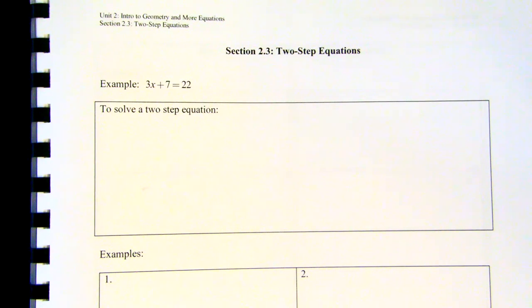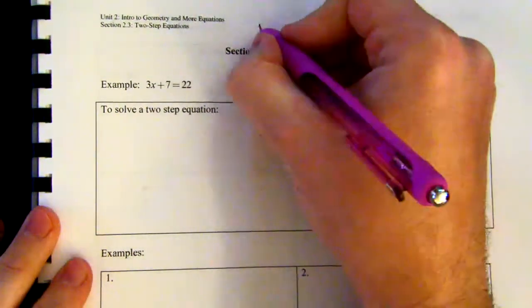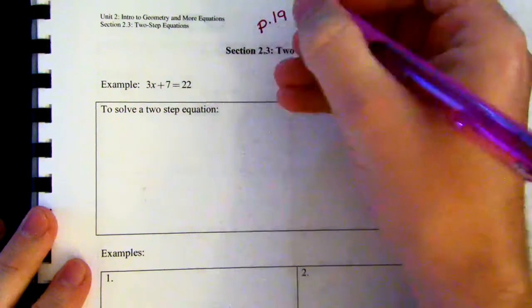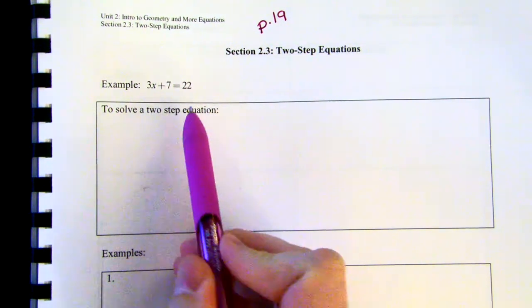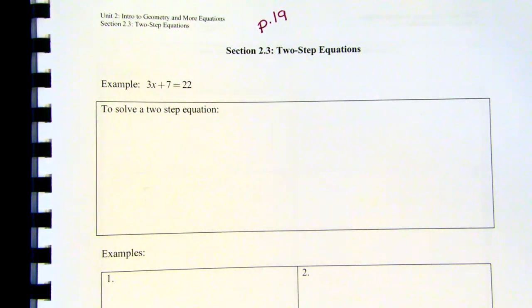Welcome back, and now we're going to take a look at section 2.3 in your notes, which is on page 19, and we're going to talk about what we call two-step equations, things that look like 3x plus 7 equals 22. Take a moment and get your notes open to page 19.